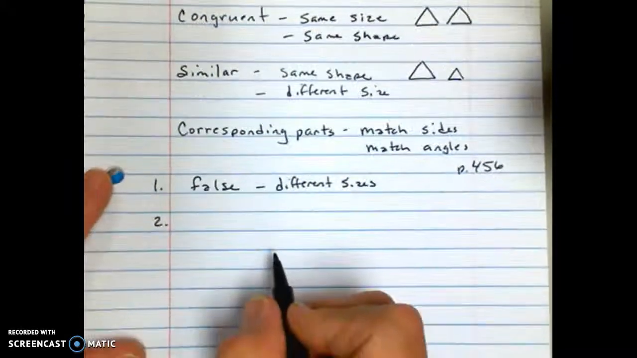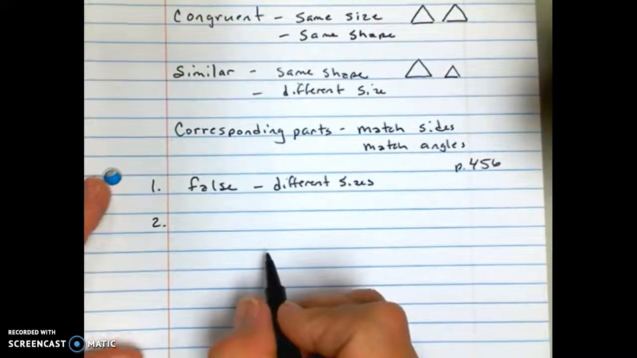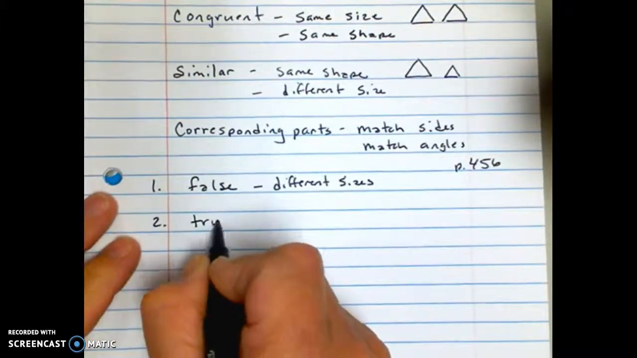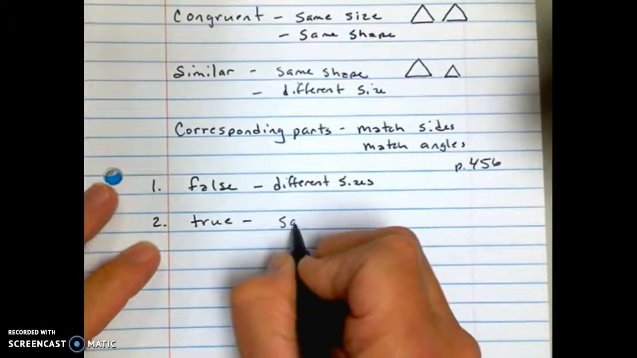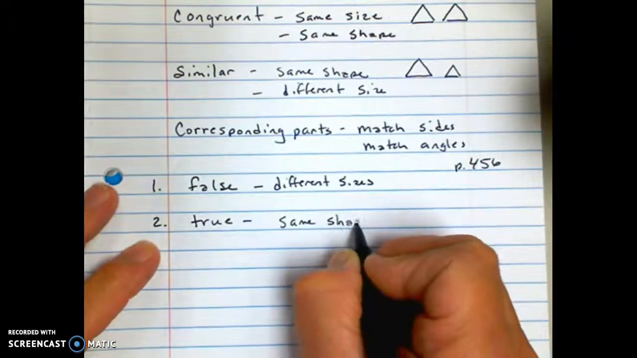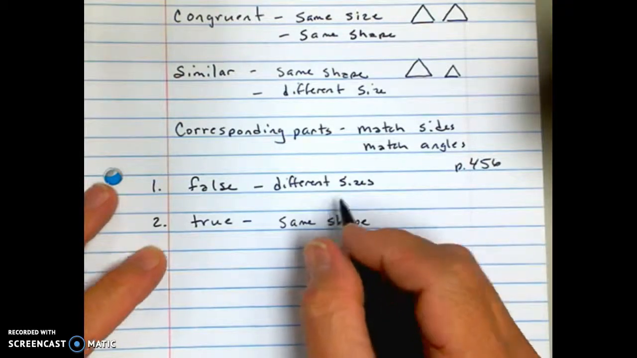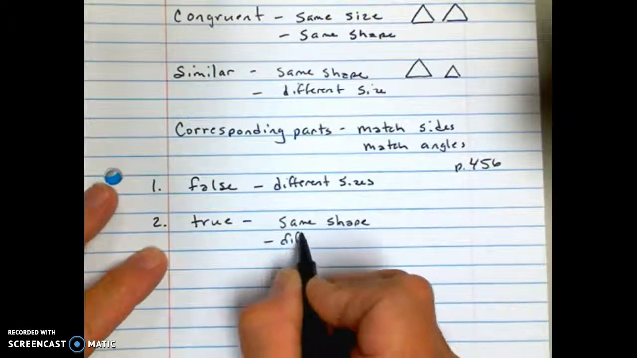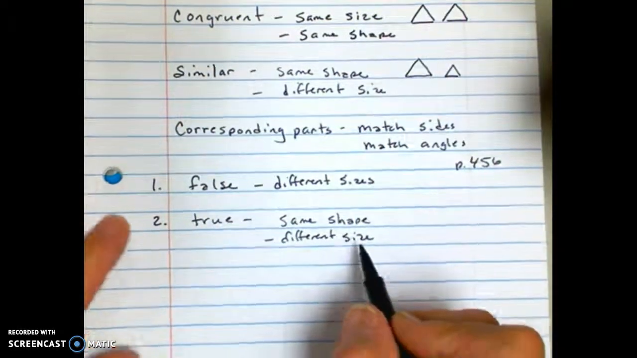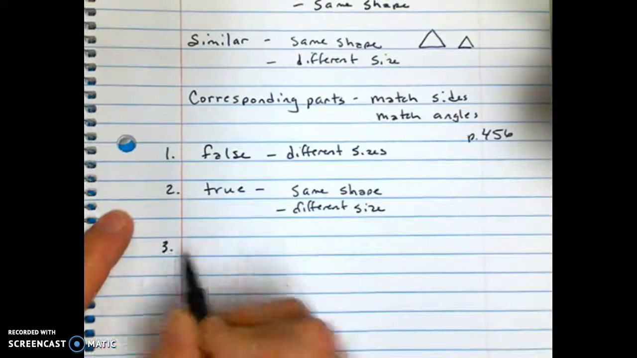Skip a line, go to number 2. We are going to take a look at those two triangles again, and the statement says triangle VUW is similar to triangle YXZ. And that is true because they are the same shape, but they are a different size. So same shape but different size. Skip a line, go down to number 3.